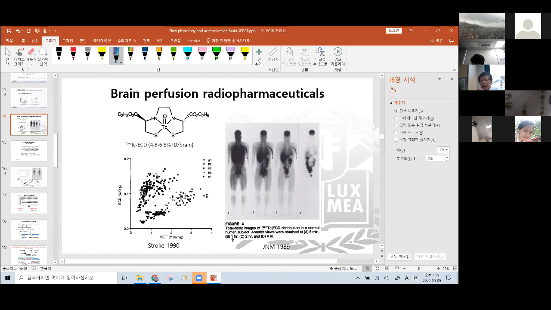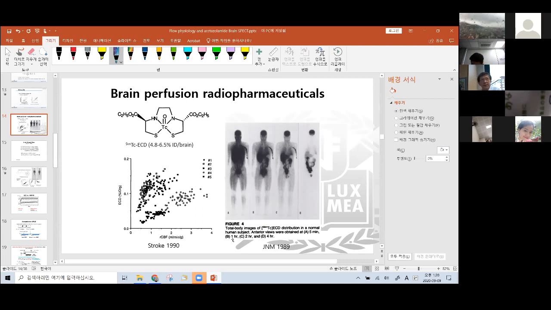So like MIBI and tetrofosmin, in case of brain, there have been for a long time the radiopharmaceuticals called ECD and HMPAO. I'm going to try to explain why we are not using ECD and we are using HMPAO. So to be fair, I'm going to explain ECD first. Technetium ECD looks like this here. And the whole body distribution is like that.